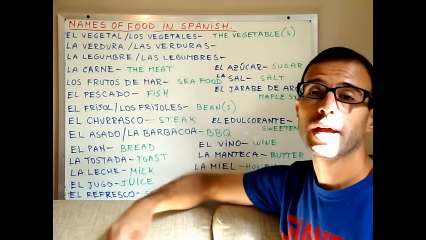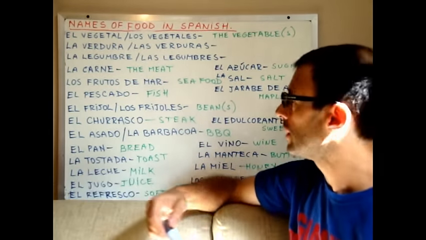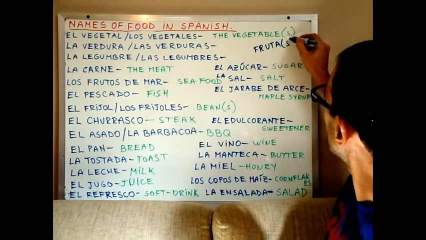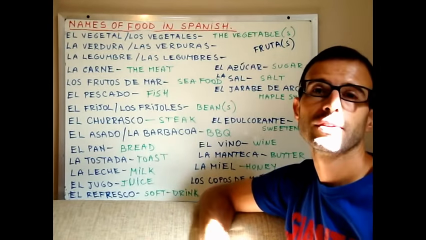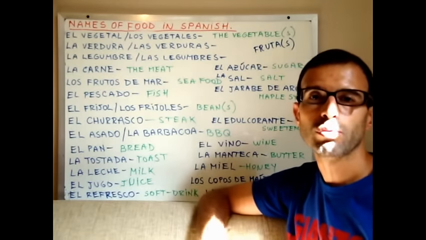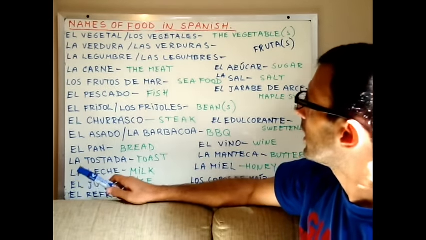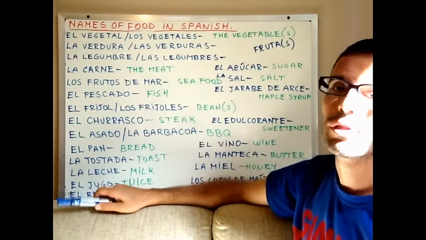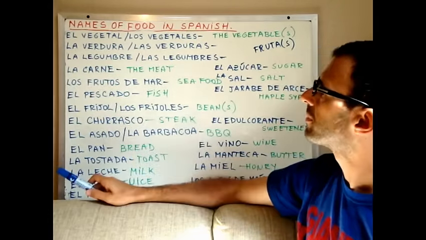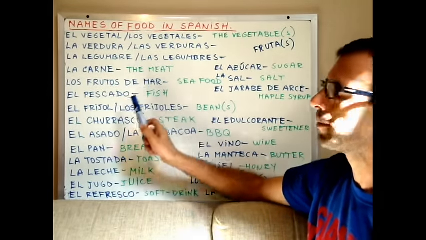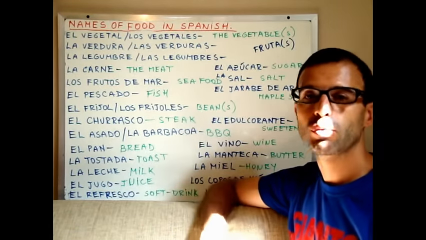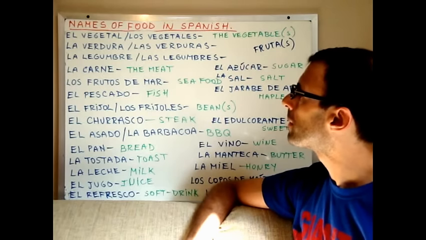And then we have the other category that is fruta or frutas. Let me write it down. Fruta or frutas means fruits, and you know what fruits are, usually the sweet ones. Okay, then we have la carne for the meat. La carne, you can see, is feminine. Los frutos de mar. This is seafood, okay? Seafood or frutos de mar is squid, shrimp, oysters.